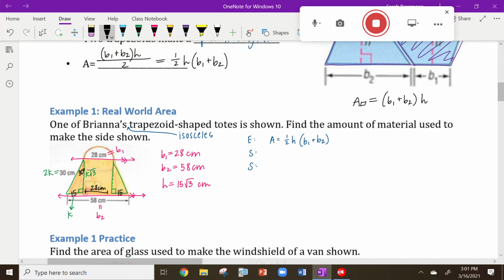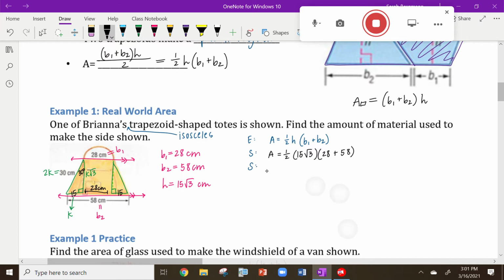Now that I have all my variables, I can use my ESSA method. So the equation is area equals 1/2 times the height times the sum of the two bases. So I get 1/2, the height is 15 square root of 3, the first base is 28, the second base is 58. Next, the next S stands for solve. So I'll plug this into my calculator. 0.5 times 15 square root of 3 times 28 plus 58.